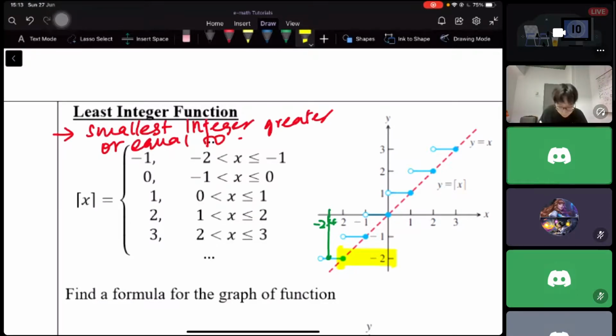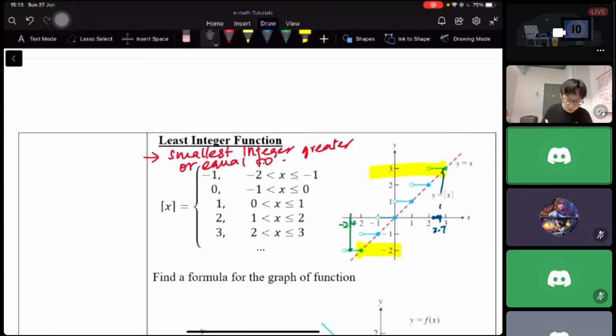Again, look at this one. Maybe 2.7. Okay, 2.7. The smallest integer greater than or equal to 2.7 is 3. Okay.